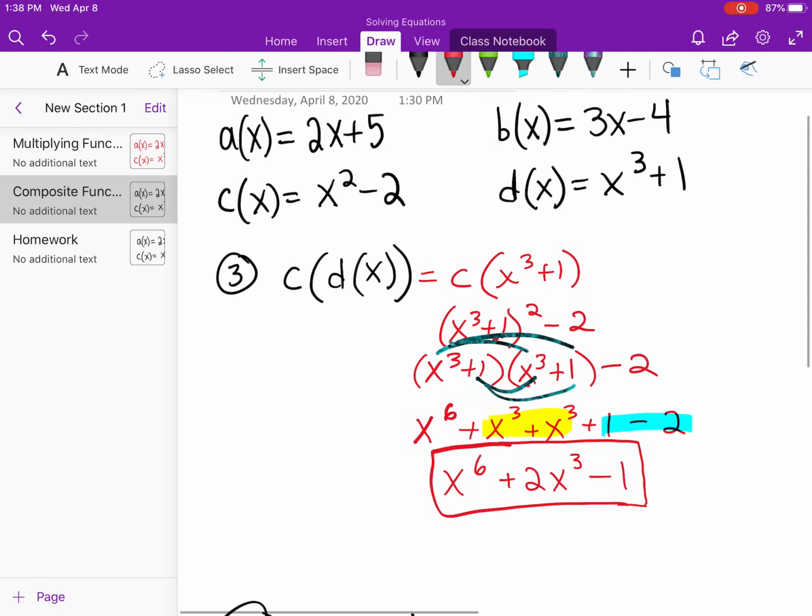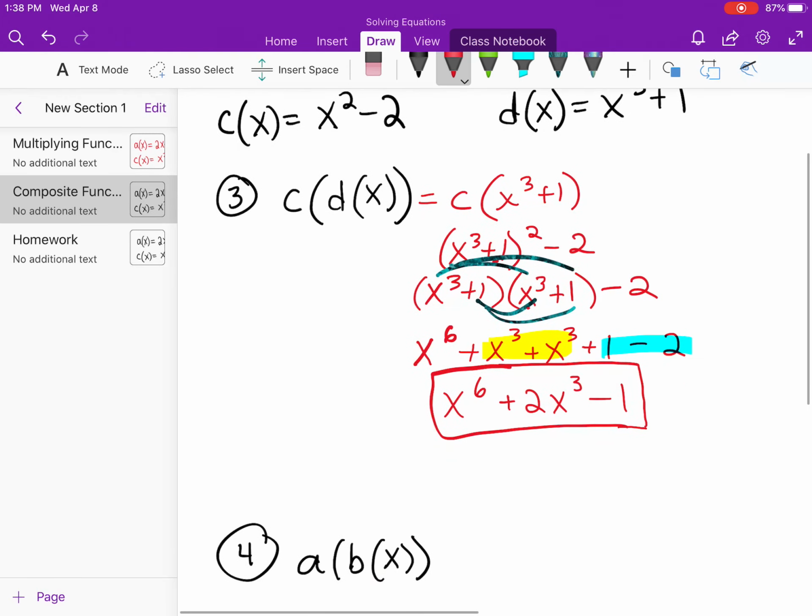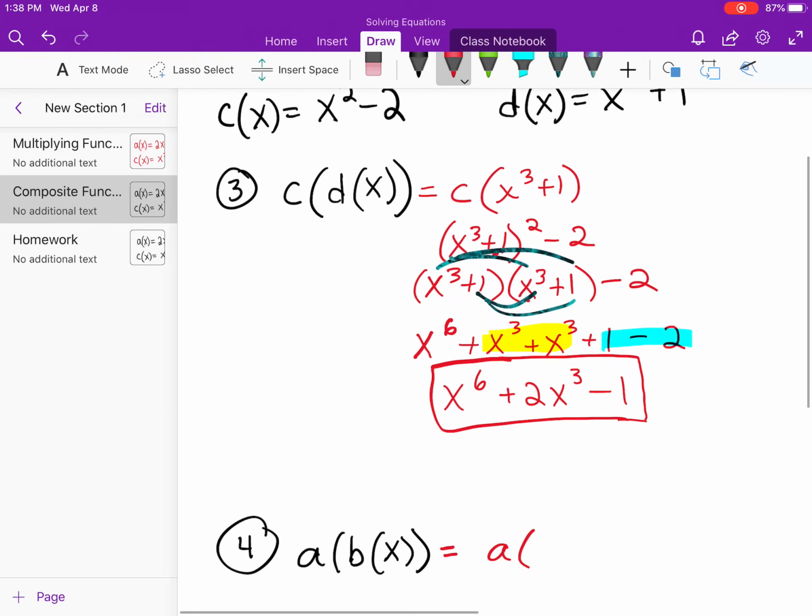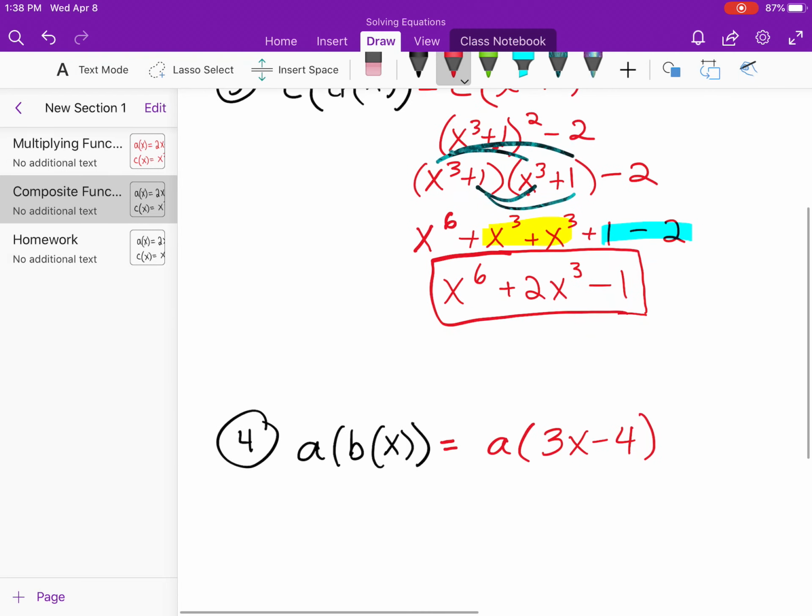And then we've got one more example for the composite function. It says a of b of x. So let's see here. A of b of x. b of x is 3x minus 4. So then I'm going to take 3x minus 4, and I'm going to put that in for x in the a of x. So that's 2 times 3x minus 4 plus 5.